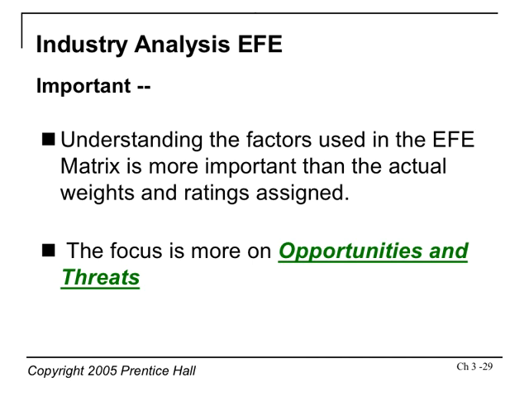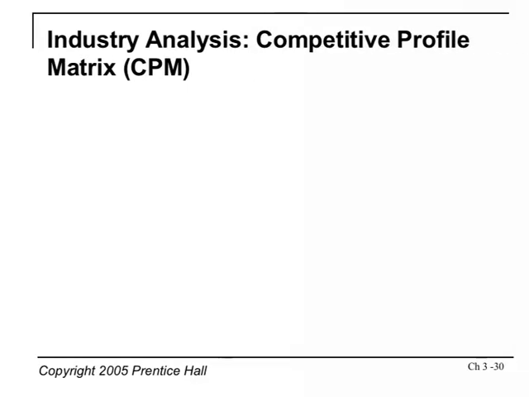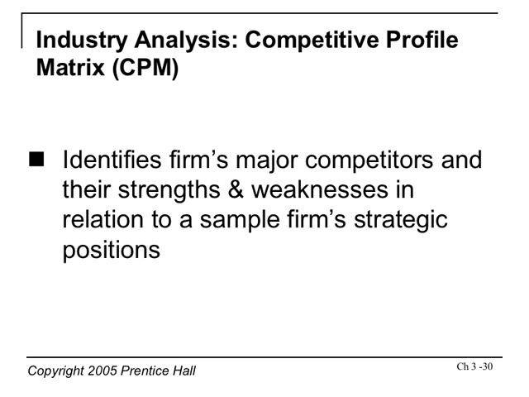So we're saying the EFE matrix focuses on the opportunities and the threats. The CPM, which we'll look at very shortly, looks at the firm's strengths and weaknesses in relation to the company's strategic position. And we look at the major competitors. This one has a similar structure, but with some amendments.